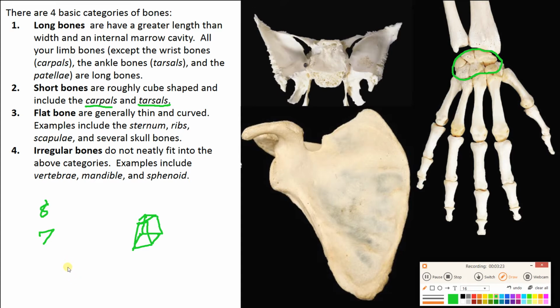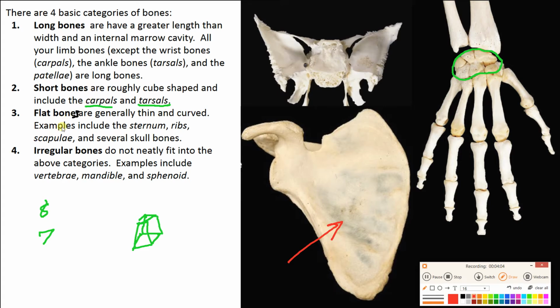Okay. Next up, we got flat bones. I forgot an S. I can't believe I forgot an S. I'm going to add an S right there. Flat bones. They're generally thin and curved. They're generally flattish. Your sternum, so think about the middle of your chest, your sternum. Your ribs are flat bones. Your scapulae. This is a scapula right here. Upper backbone. Your scapulae is the plural. They're flat bones. A bunch of your skull bones are flat bones as well. We'll meet some of them today. So 3 categories so far, long, short, and flat.